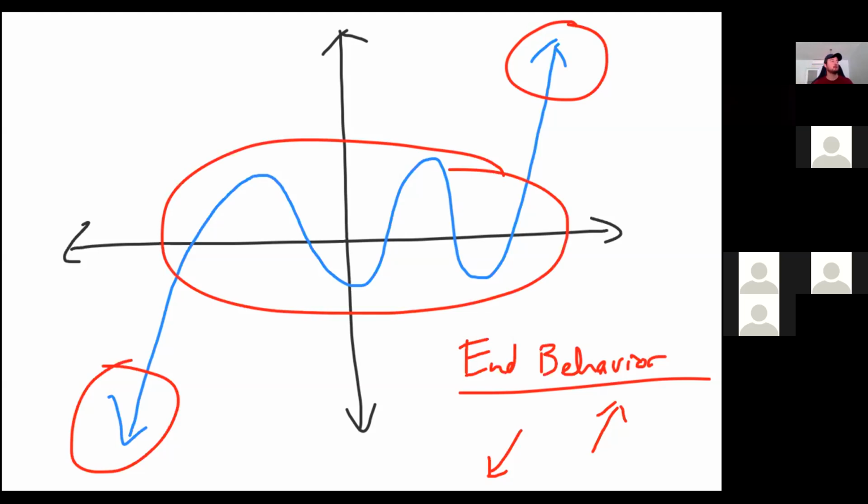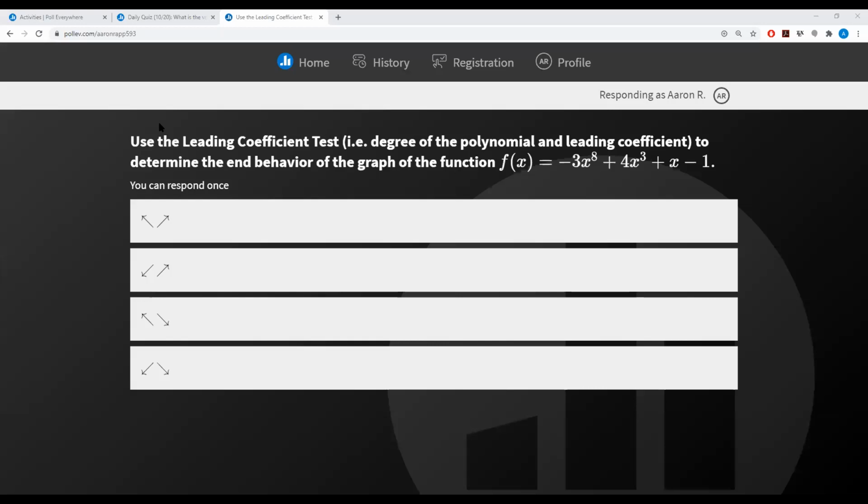So if you go back to Poll Everywhere, you should have a new question, one that you should be able to answer. So I'm going to share screen so we get it for the recording. We want to use the leading coefficient test to determine the end behavior of the graph of the function f of x is equal to negative 3x to the 8th plus 4x cubed plus x minus 1. And anytime we're determining end behavior, we always have one of these 4 scenarios, given as your 4 options. It's just picking which one is the appropriate one.